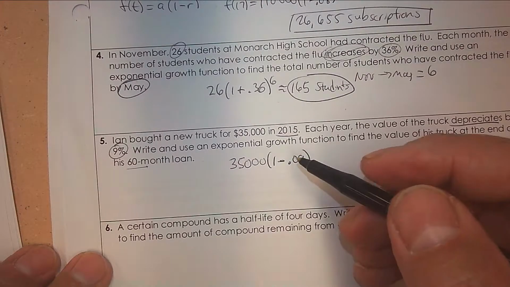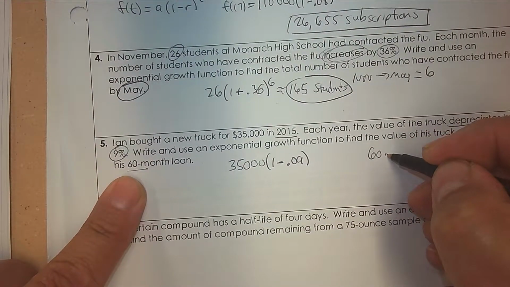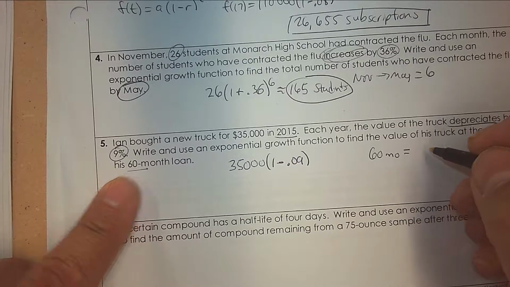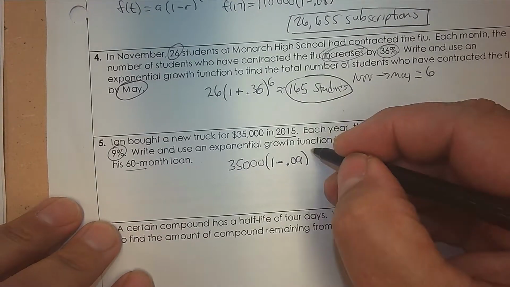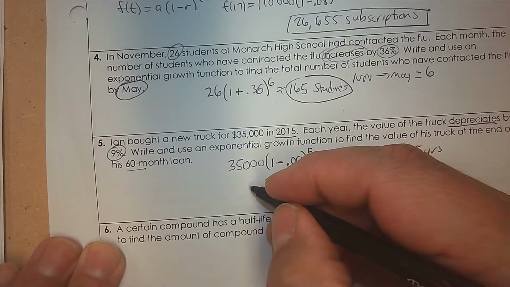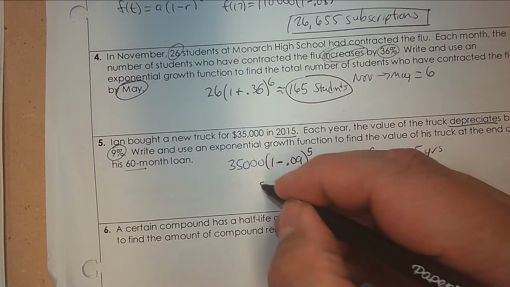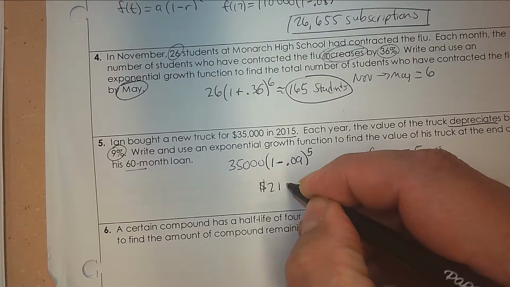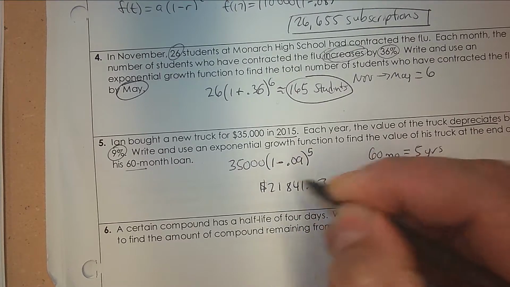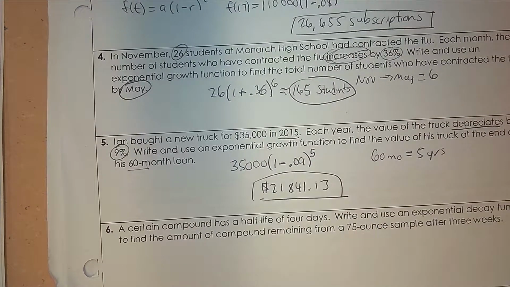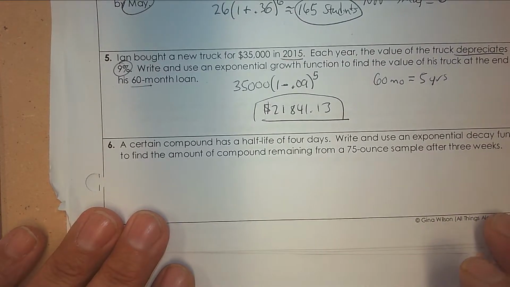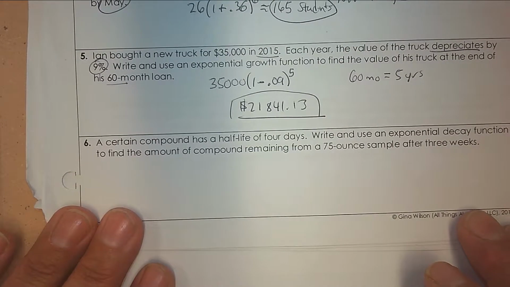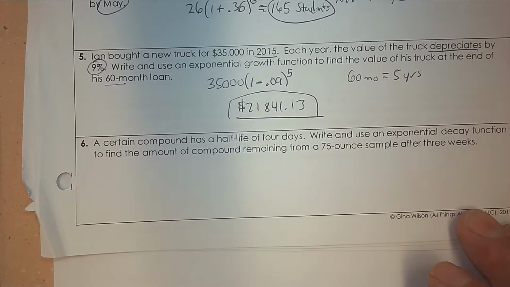So 60 months, I need to first of all equate that to years. So 12 months in a year, that's the same as 5 years. So I'm going to use 5 for t and then use my calculator. And then when you put it in, this one you don't have to round to a whole number. But for money's sake, two numbers after the decimal, and the truck will be worth $21,841.13.